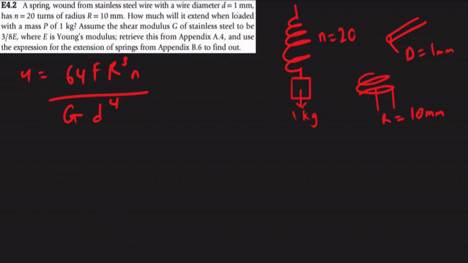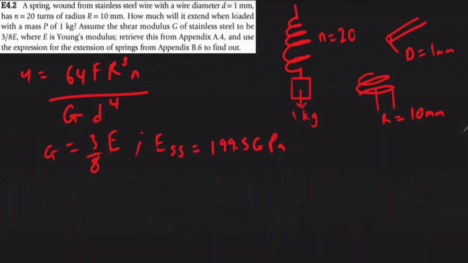We already have all these formulas, everything that we need for calculating. All we need to do is get G, whereby they said G is equal to 3 over 8 E. And so this is the formula for G. If you go to appendix A4, you see that E of stainless steel is giving us 199.5 gigapascals. So if you want to convert this to a standard unit, since we are working in millimeter, to convert this to Newton per millimeter squared, it's just multiply by 1000, right? So all we have here is 199,500 Newton per millimeter squared.